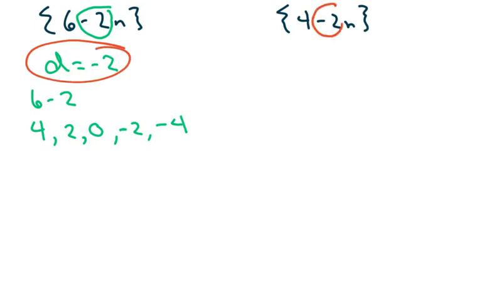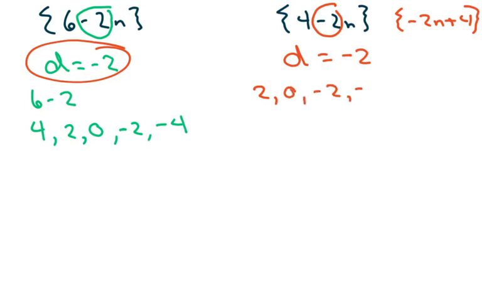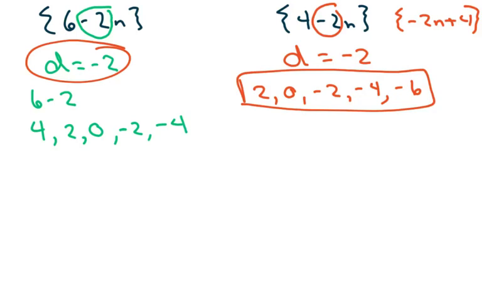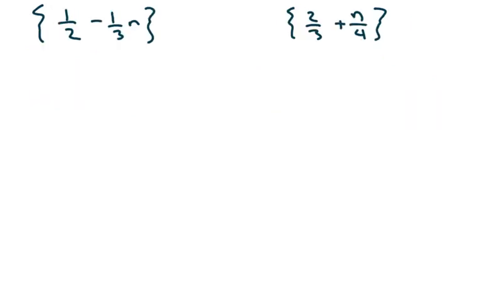Same thing here. We have negative 2, so my common difference is negative 2, because you could actually rewrite this as negative 2n plus 4, right? All right. So when I plug in 1, I'm going to get 2. So from there, just subtract 2. So you get 2, 0, negative 2, negative 4, and we need one more term, negative 6. Okay, the next one is the fractions. My common difference is negative 1/3.